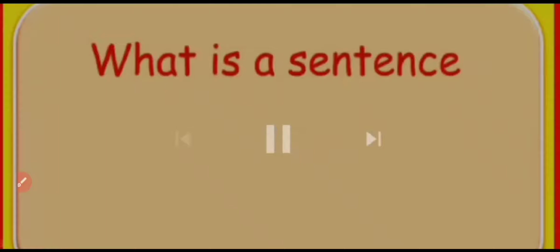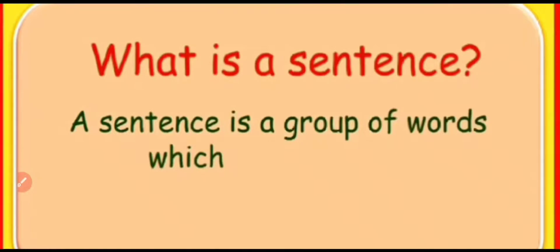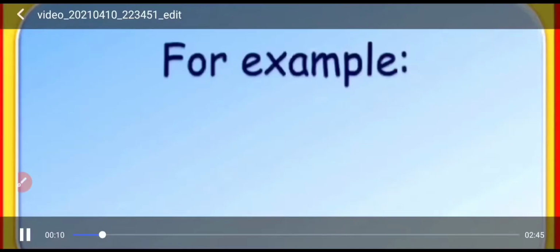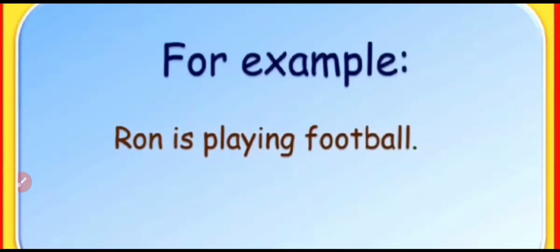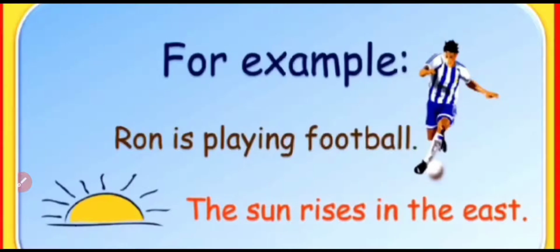Okay? So, first of all, we will get to know what a sentence is. A sentence is a group of words which makes sense. It means a sentence has a meaningful sense. For example, "Ron is playing football" and "The sun rises in the east." In both sentences, there is a full meaning, and you got the meaning very well.